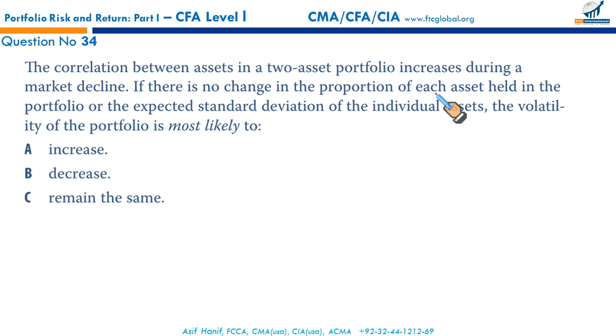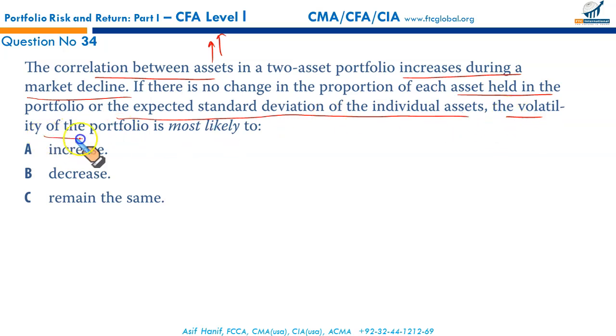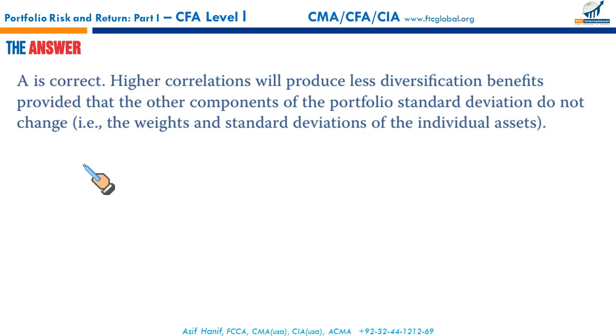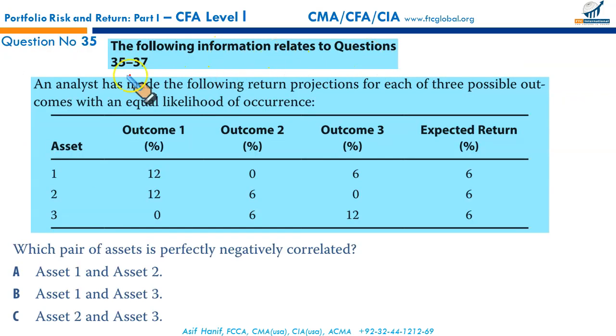Next, the correlation between assets in a two-asset portfolio increases during a market decline. So an increase in correlation means these assets are now moving in the same direction, side by side. If there is no change in the proportion of each asset held in the portfolio or the expected standard deviation of the individual assets, the volatility of the portfolio most likely increases because now they tend to move together. Correlation has increased, so this would overall increase the volatility of the portfolio. That makes A the correct option. A it is.